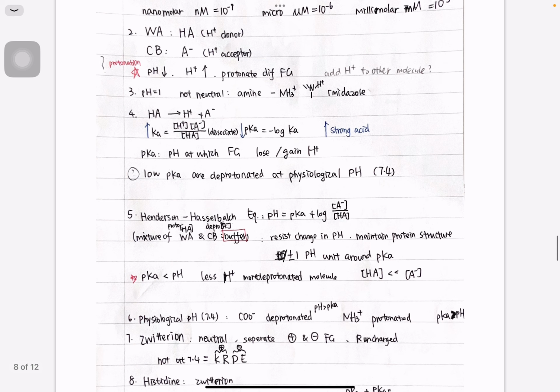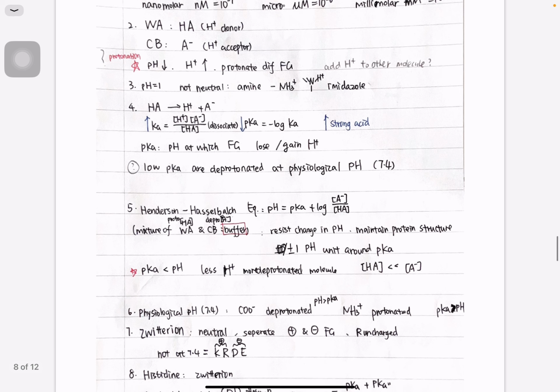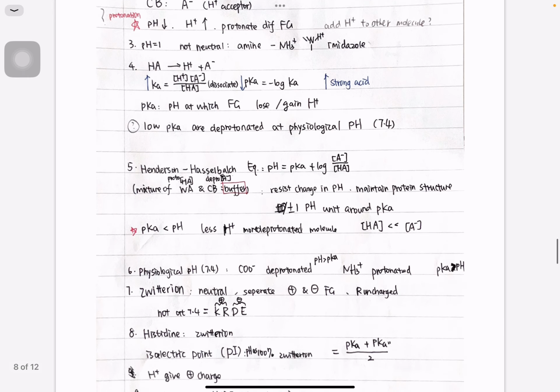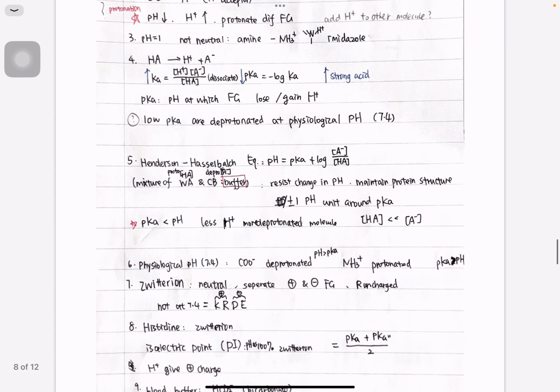And weak acid is acid. We know the acid is the proton donor, and the base is the proton receptor. So weak acid, you can see that like HA, and conjugate base is like A minus. And the important focus is the protonation. We know that when the pH is low, there are lots of protons in the solution, so we want to protonate different functional groups.